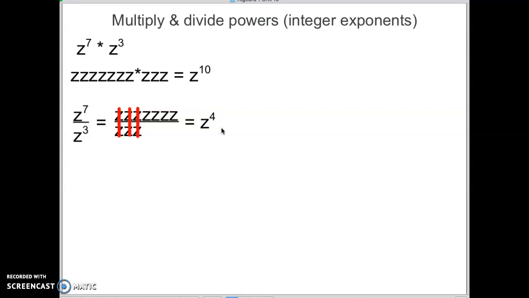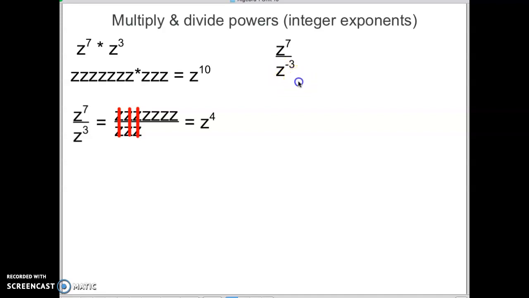Now, one last thing I want to go over before we get too far. What if we have a negative power? Negative powers do not mean negative numbers. This is something that's really hard for students to comprehend. They do not mean a negative number. Negative powers mean do the reciprocal, and if you remember correctly, reciprocal means to flip it upside down.